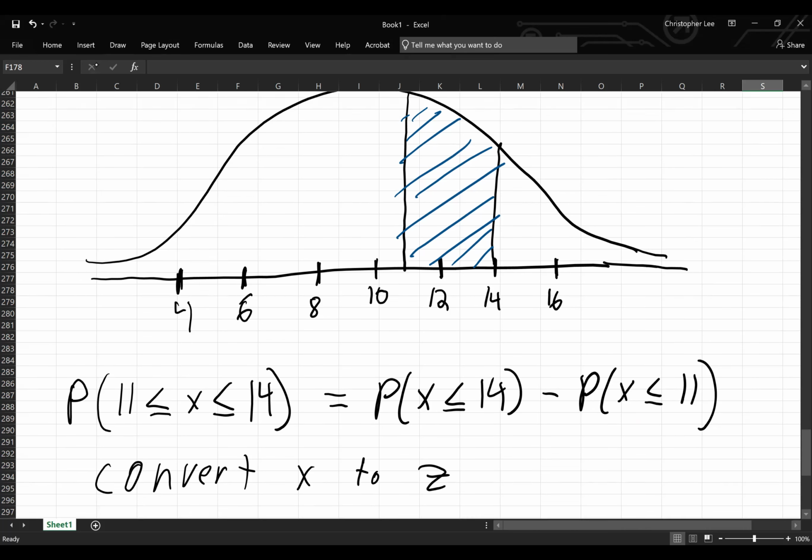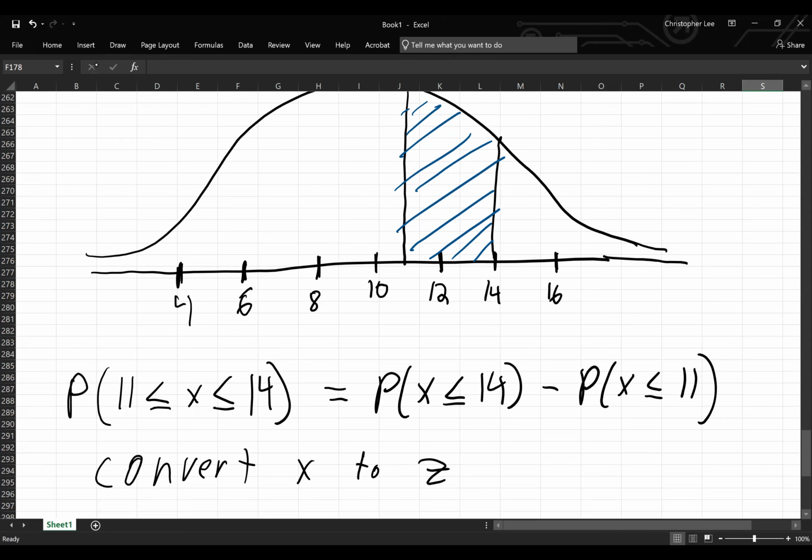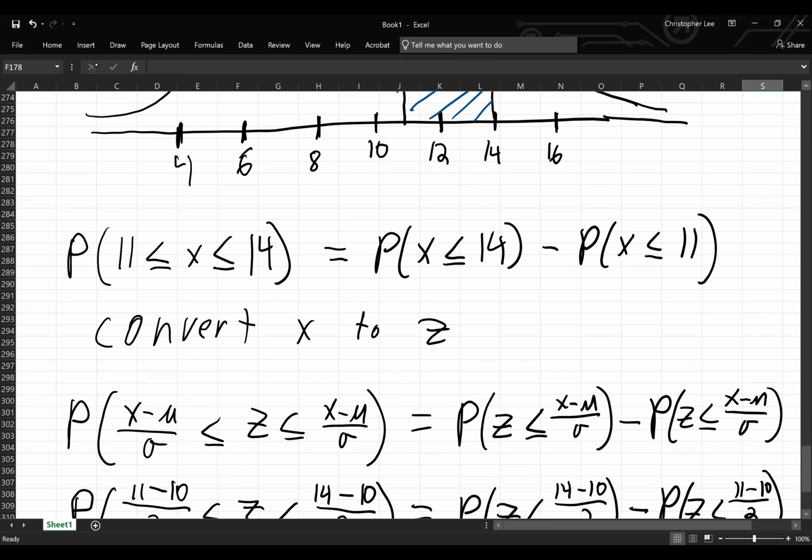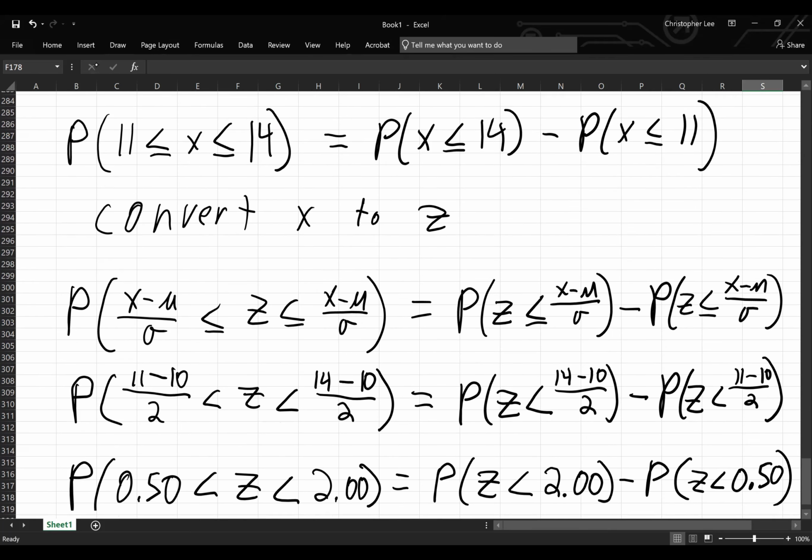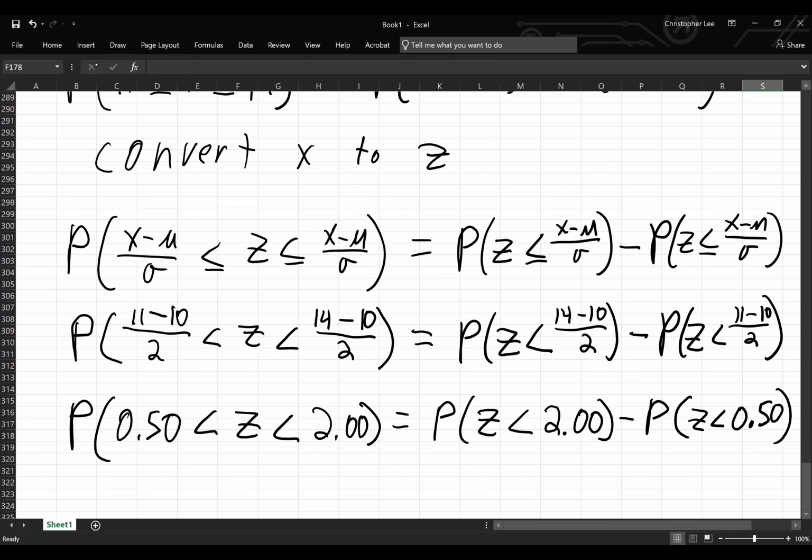So good. The next thing we gotta do is convert X to Z. That's it. So y'all know my formula, right? I like to plug in the formula first, plug in the numbers into the formula, then I write my answer. So formula, plug in the numbers, is my answer. That's it.